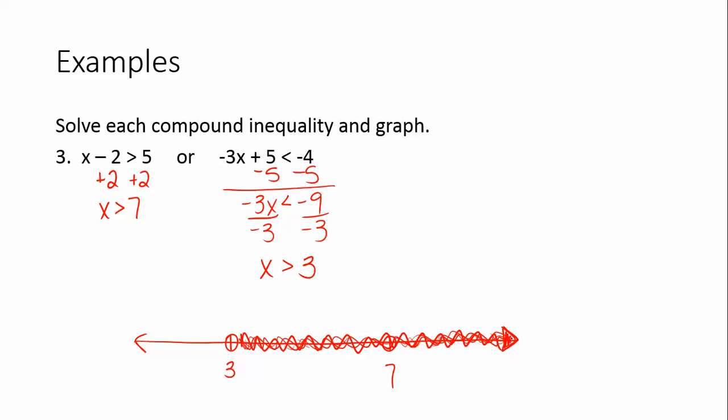And even though it is an or inequality, we had overlap, so our answer is just x is greater than 3. We don't have to worry about saying x is also greater than 7 because that's included in the x is greater than 3. So if you have some overlap where one value overlaps the other, you only have to write one of them as your answer.